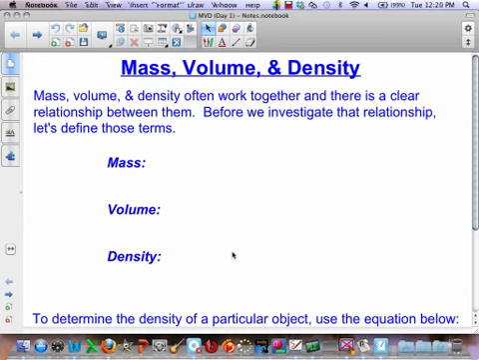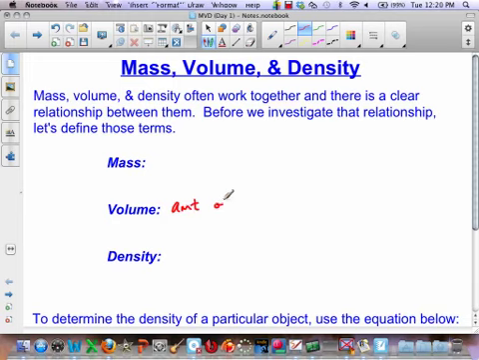Okay. So volume. Go ahead and write that down very quickly. Volume is the amount of space that something occupies. So, the amount of space an object occupies. Okay. So tell me about the other two. What about mass?